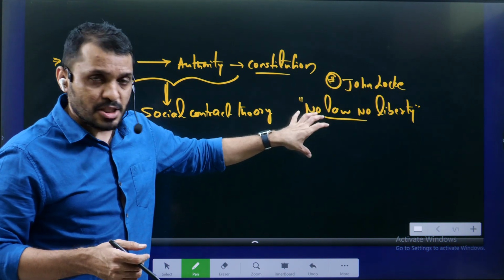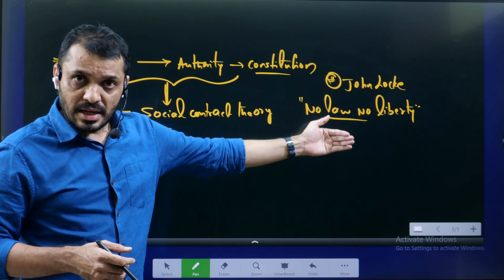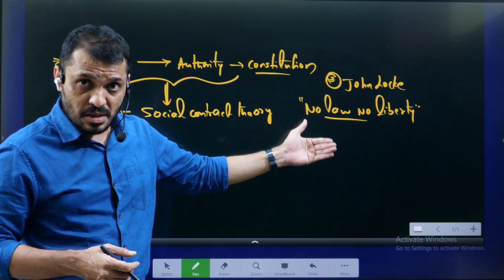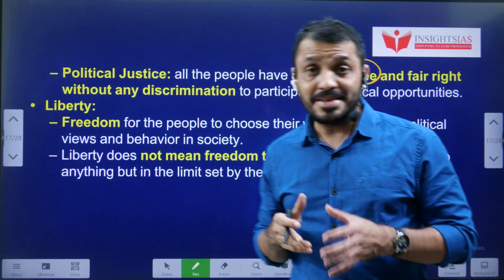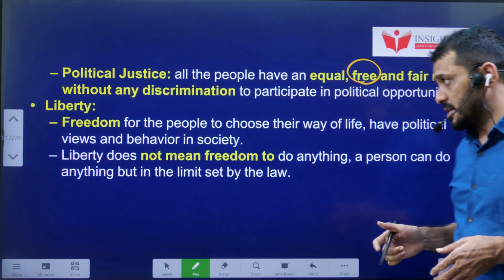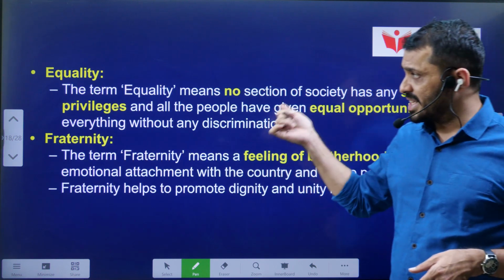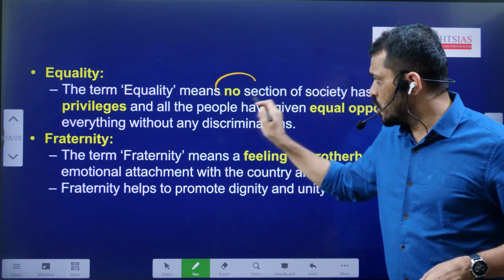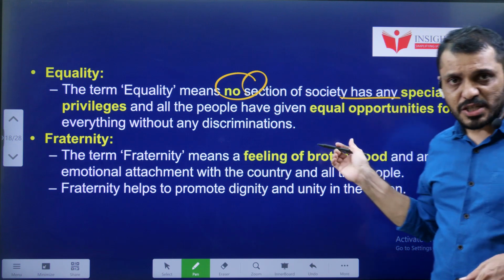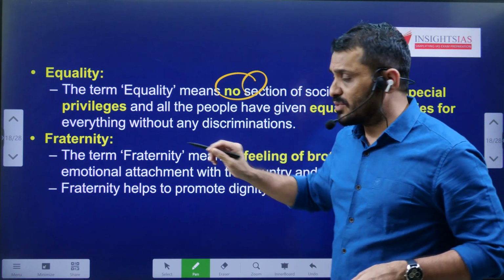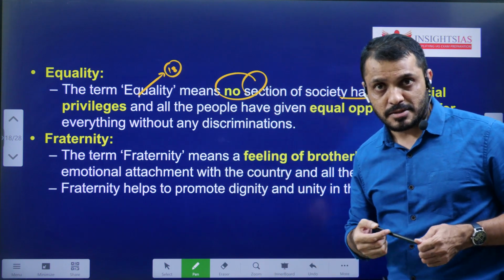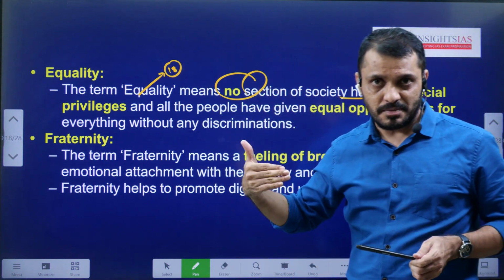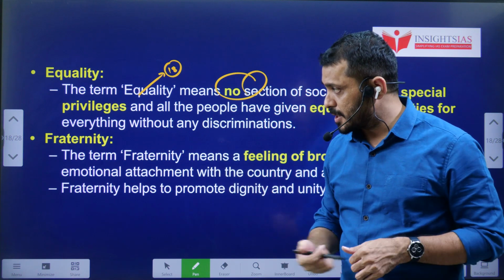So always there must be a restriction on other person's liberty, so that everyone will enjoy their natural rights. That means India offers limited liberty, not absolute liberty. Equality means no section of society has special privileges. It was reflected in Article 18 also, which prohibited titles. Of course, the exception was there regarding the military as well as academic.